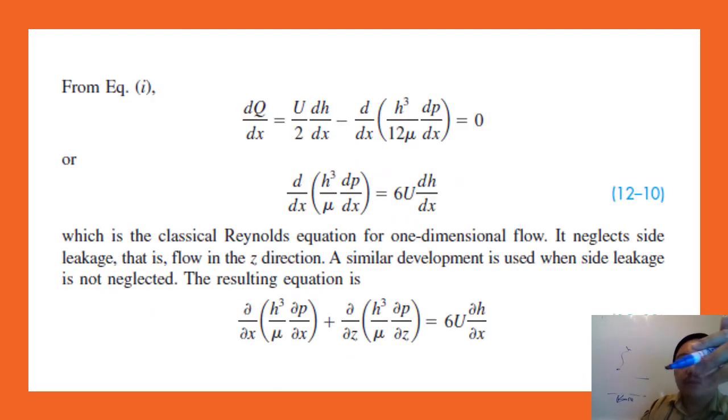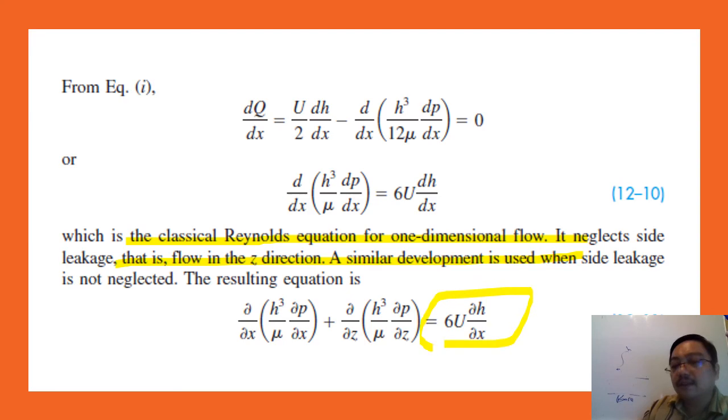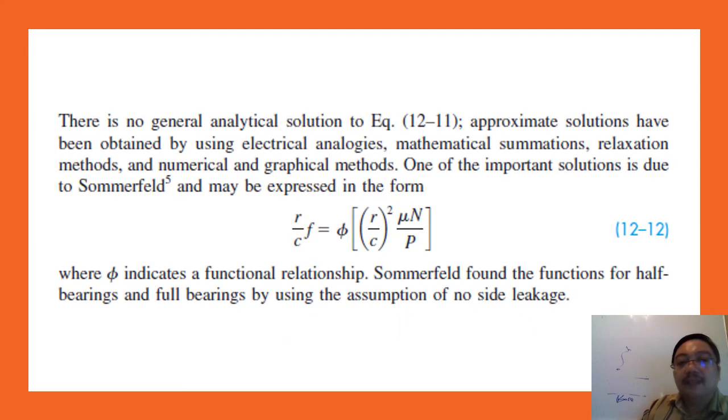So for the equation, we can get this classical Reynolds equation for one-dimensional flow. If we neglect side leakage, with no flow in the z direction. This is side leakage. Of course, there is side leakage in reality, but we assume no side leakage, here left and right. So the equation is 6U dh per dx.